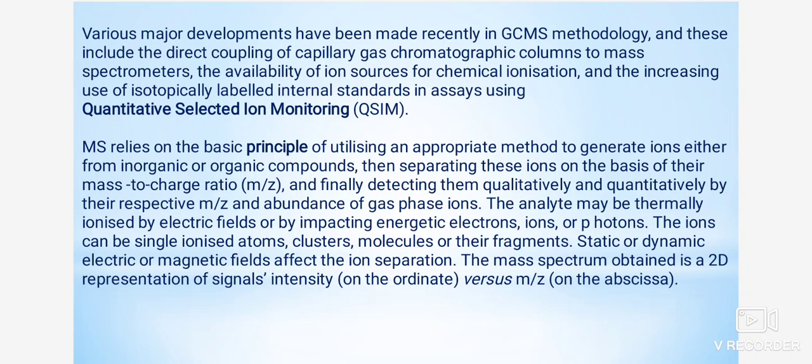The ions can be single ionized atoms, clusters, molecules or their fragments. Static or dynamic electric or magnetic field affects the ion separation. The mass spectrum obtained is a 2D representation of signal intensity on the ordinate versus M by Z on the abscissa.